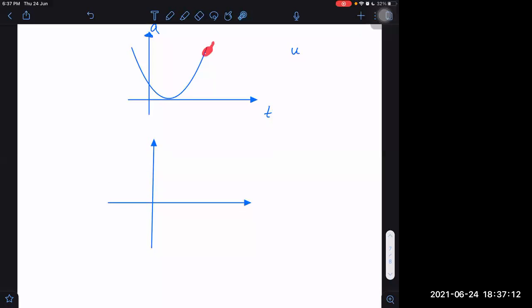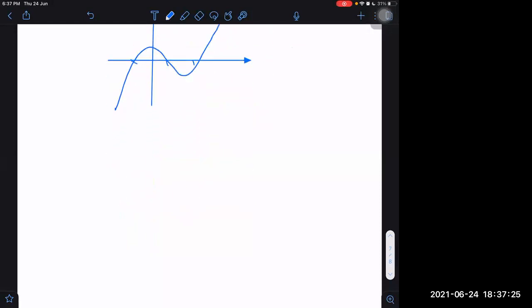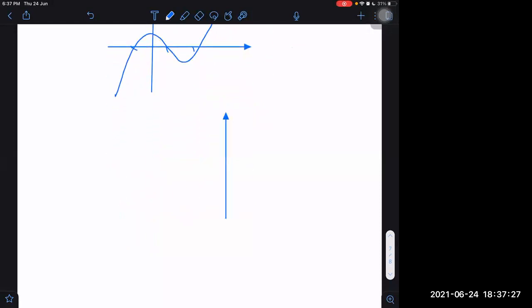Finally, at a long time, as t tends to infinity, acceleration is positive. If acceleration is positive, then the final velocity has to be positive only. Then I will prefer to start the graph this way. Then it may go this way and it may be this way. 3 roots.